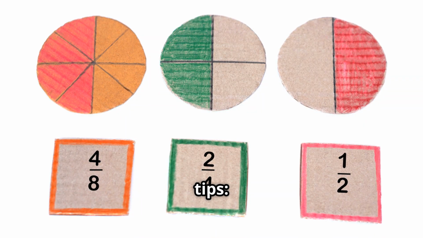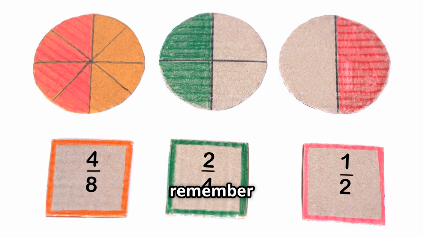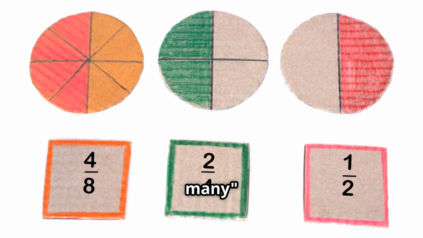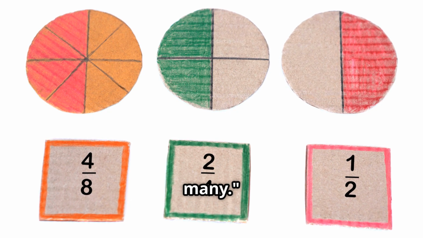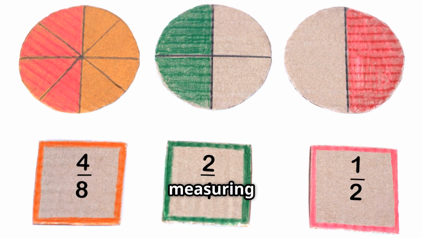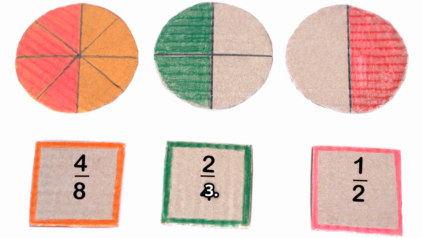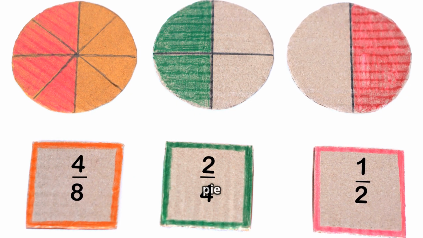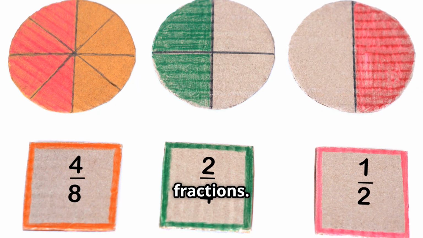Here are a few tips. 1. Always remember the numerator is the how many, and the denominator is the out of how many. 2. Practice using real objects, food, measuring cups, or even coins. 3. Use visuals like pie charts or number lines to compare fractions.